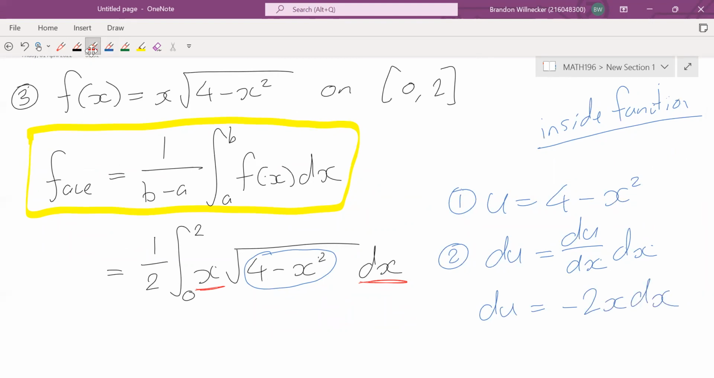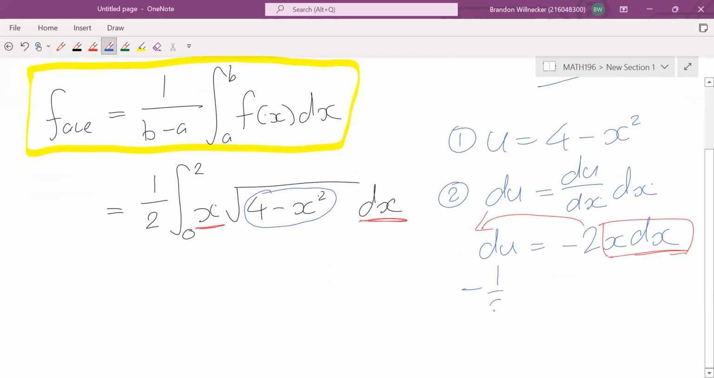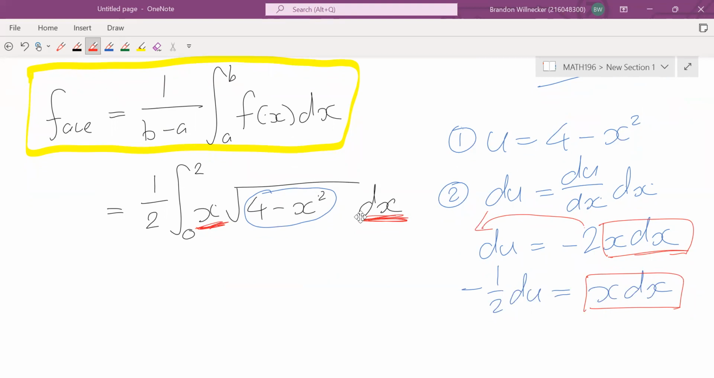But remember, we only wanted x dx. That's what shows up in the question. So we want this part. We don't want the minus 2. So we take this minus 2 and we put it on the other side. So we get minus 1/2 du is equal to x dx, which is what we want. Okay, that's this x dx that shows up here. Okay, so what we can do is we can replace the square root of 4 minus x squared with the square root of u. X dx can be replaced with minus 1/2 du.